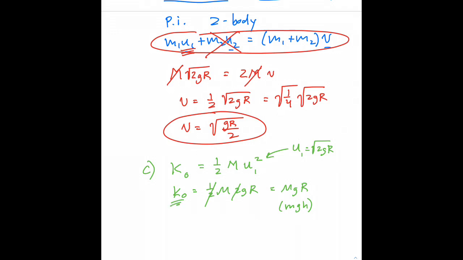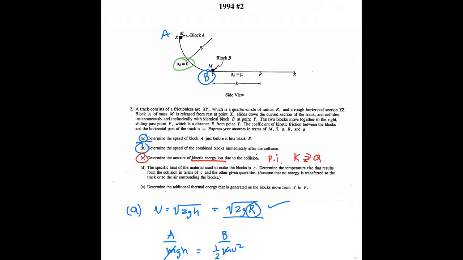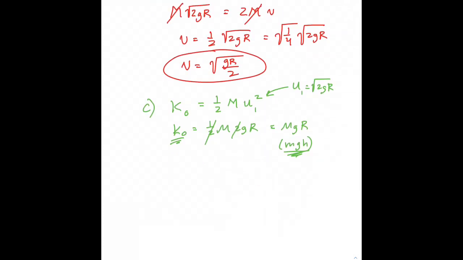And the initial kinetic energy right before the collision would have to match, you recognize this as potential energy, because, once again, the curved portion of the track has no friction, so none of the potential energy at point A is lost as it's converted to kinetic energy at point B. All right. So what's the final kinetic energy?